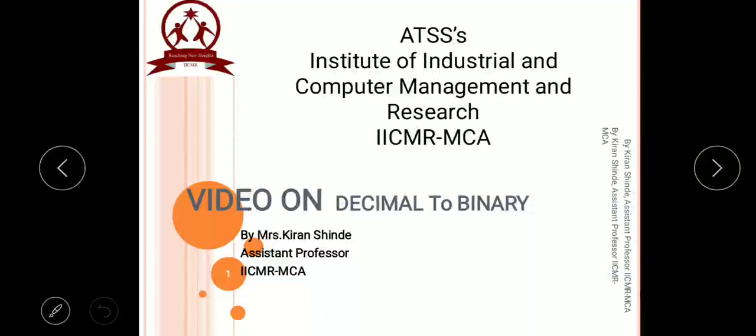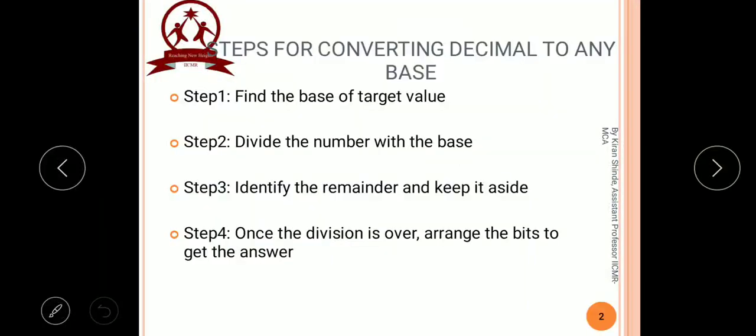Welcome to the video lecture on decimal to binary. In this video lecture, we are going to discuss how to convert a decimal number into its binary format. First, let us start understanding the steps for converting a decimal to any base.